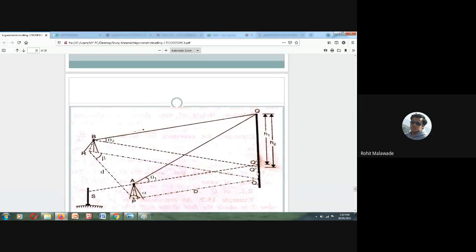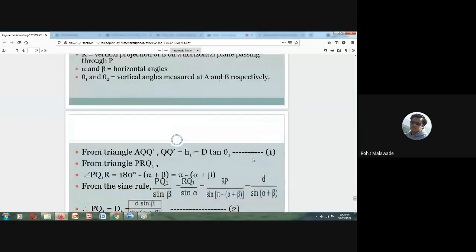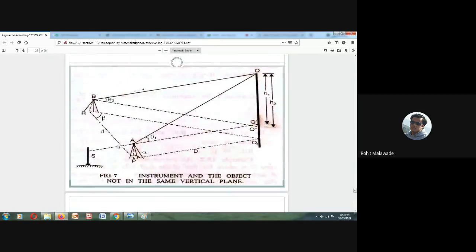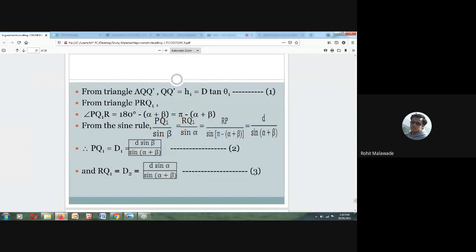From B, Q, Q double dash, we will be getting H2. And from Q dash, A and Q, we will be getting the height H1. Okay. Now we will see what formula we will be using. This is the distance B between P and R. This is the horizontal distance between P and R. So it is small d, and the capital D is the distance between P and Q dash. Okay.